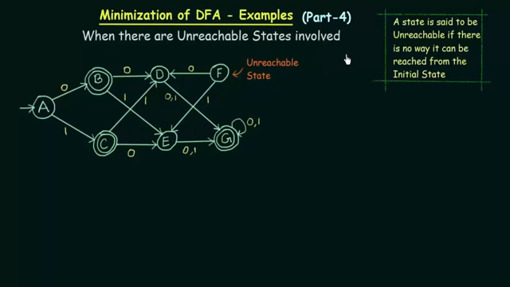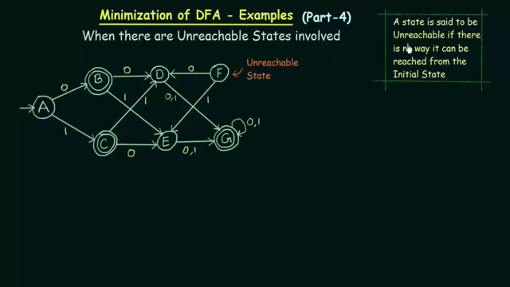In the previous lectures, we have seen different examples of minimization of DFA, and in this lecture, we will be seeing another example of minimization of DFA when there are unreachable states involved. Okay, so before we start, let us try to understand what is an unreachable state.